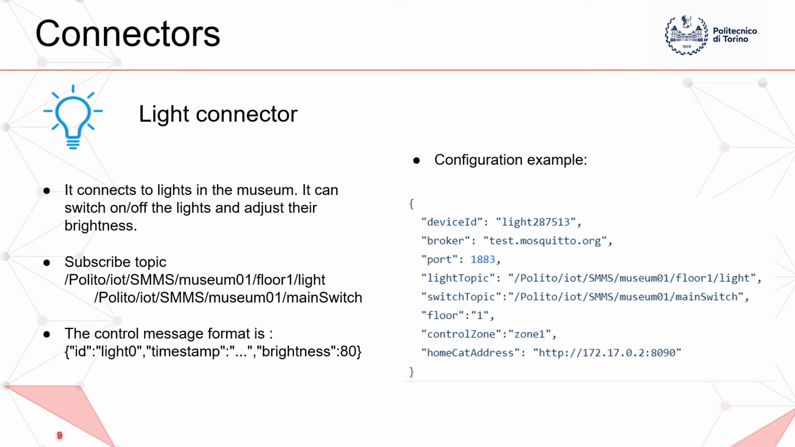The third connector in the system is light connector, which is an actuator in the system. It connects to lights in a specific zone in the museum. It can switch on or off the lights and adjust their brightness according to the received message.